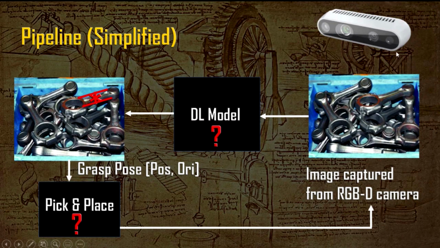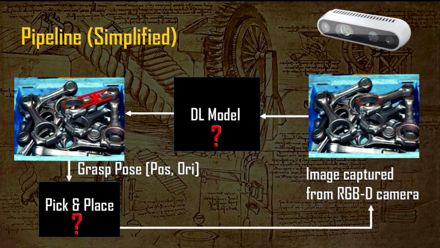The camera is not mounted on the robot. Actually, it's mounted on top of the heap, attached to a frame, so it's fixed. In this particular pipeline, of course, multiple solutions are possible. As the image is captured, it's fed to a deep learning model, and a grasp pose is predicted for this particular image. So this is super simplified.